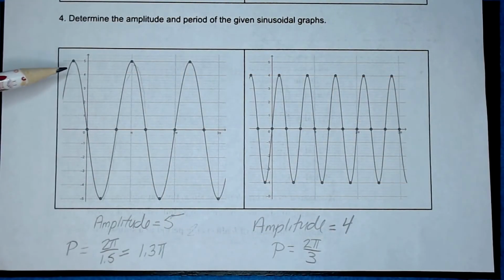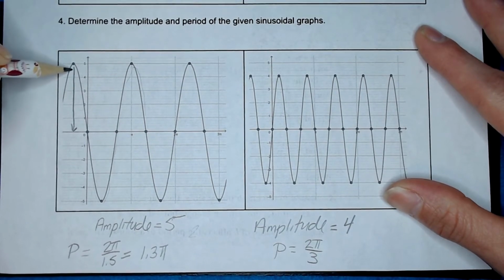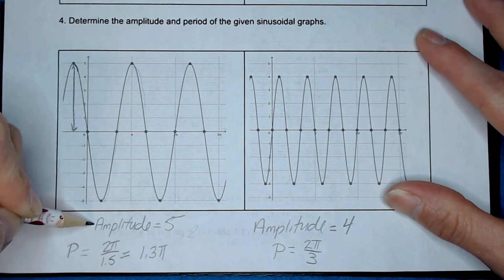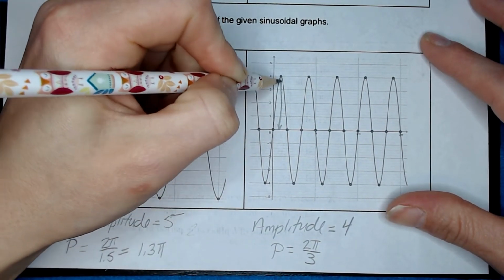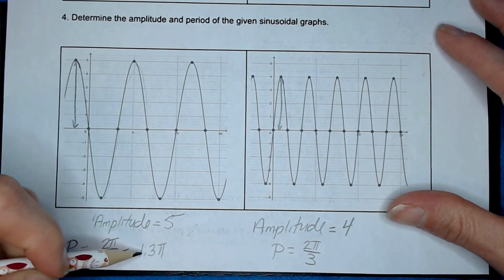In part 4, you're given two graphs. You just want to determine the amplitude. So here we're just looking at the distance from here to here, which is 5. And that will give you your amplitude. On this graph, it's 4. It's going from the top maximum down to the median line. It's 4 units.